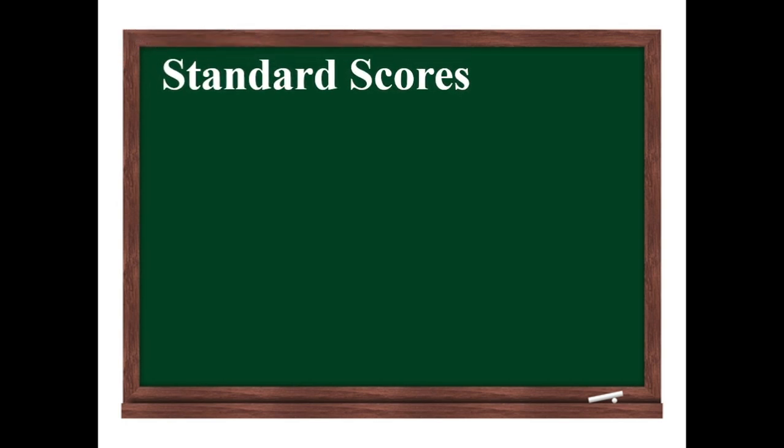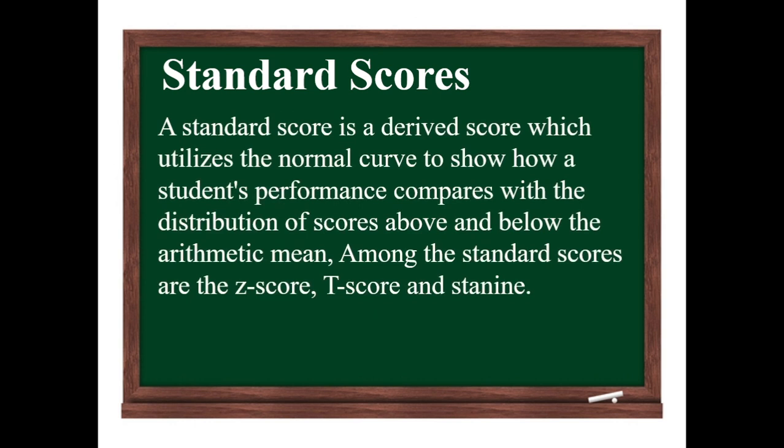So, standard scores. A standard score is a derived score which utilizes the normal curve to show how students' performance compares with the distribution of scores above and below. The standard scores with an arithmetic mean are the z-score, t-score, and stanine.